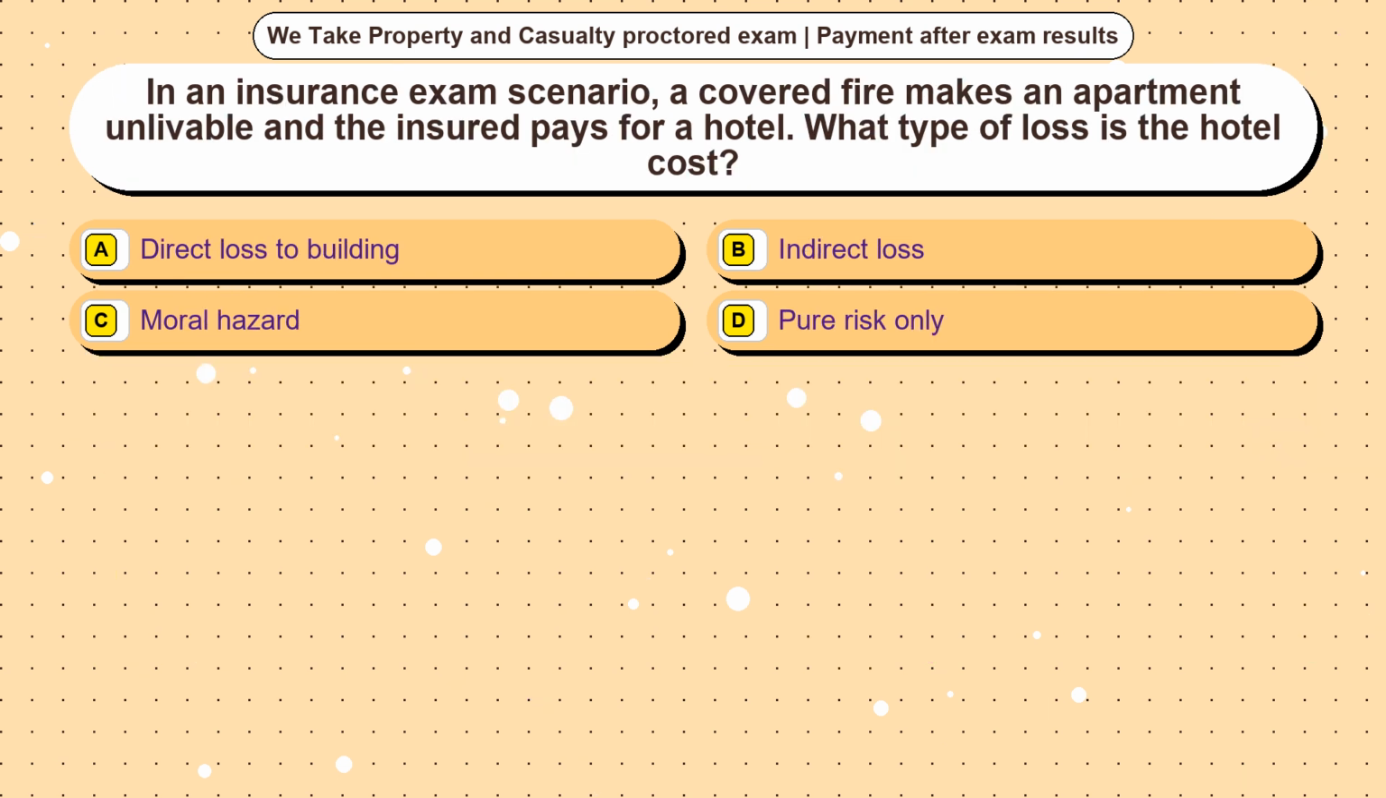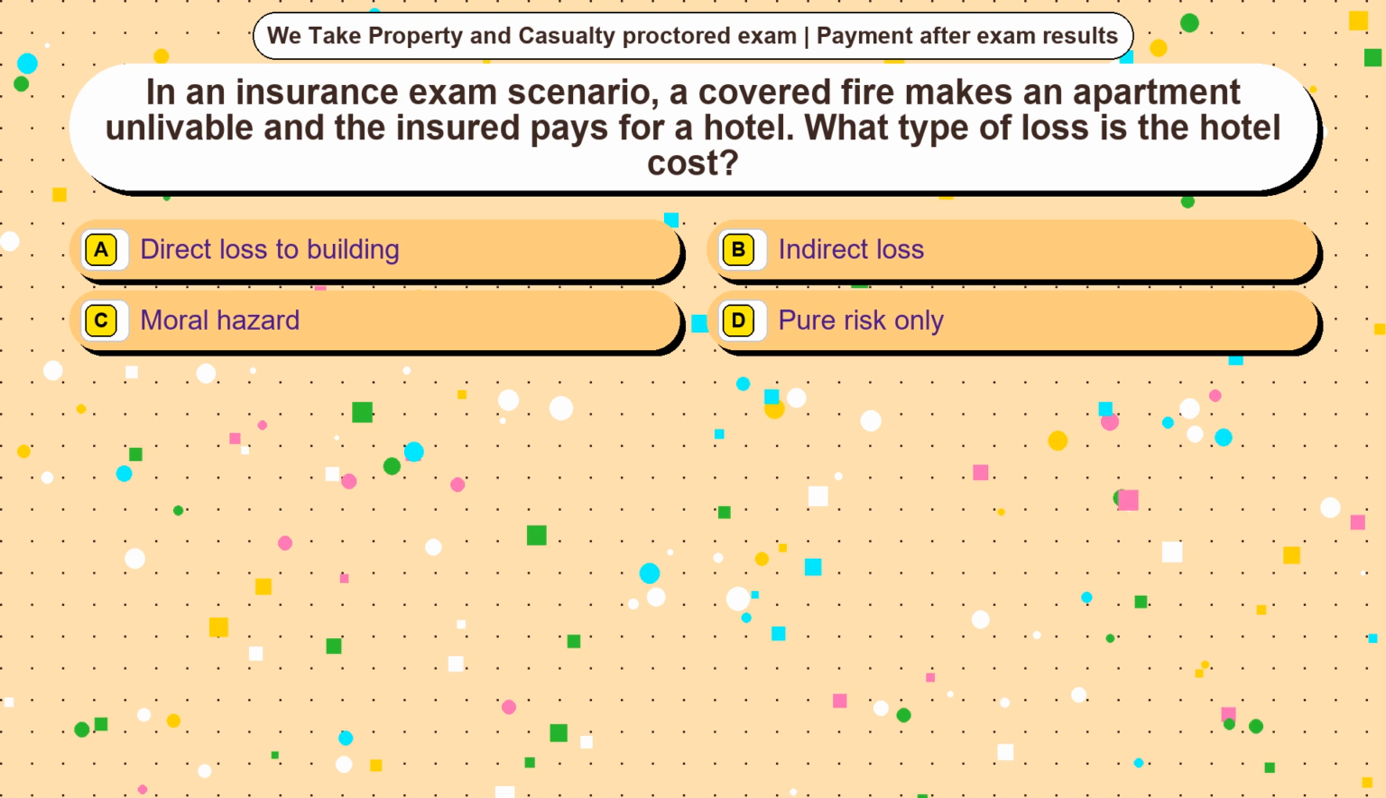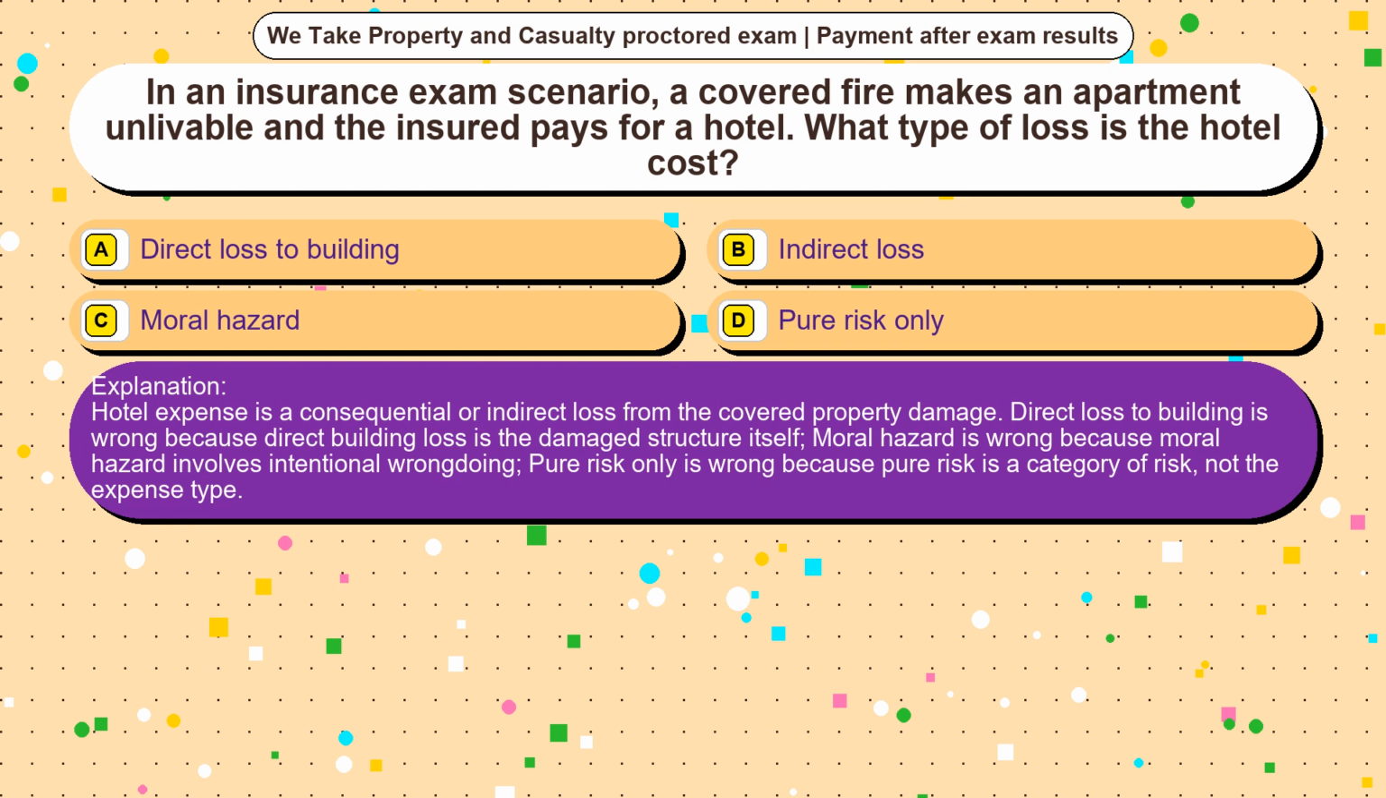Question 18. In an insurance exam scenario, a covered fire makes an apartment unlivable and the insured pays for a hotel. What type of loss is the hotel cost? Option A. Direct loss to building. Option B. Indirect loss. Option C. Moral hazard. Option D. Pure risk only. The correct answer is option B. Hotel expense is a consequential or indirect loss from the covered property damage.